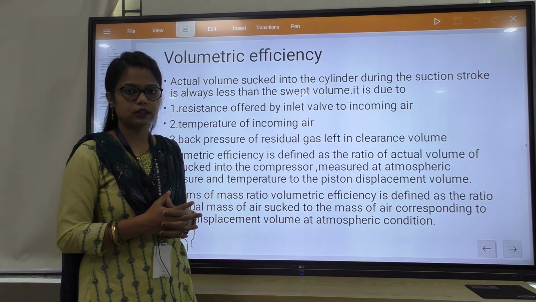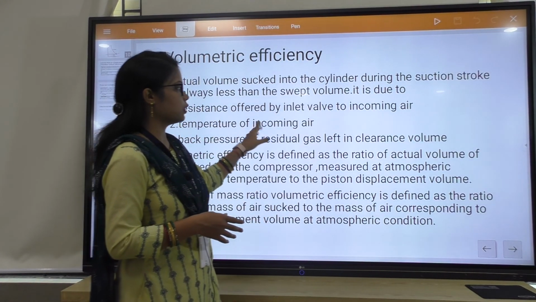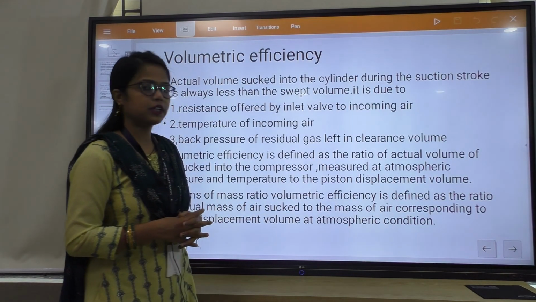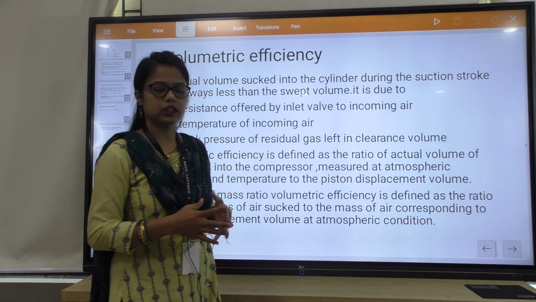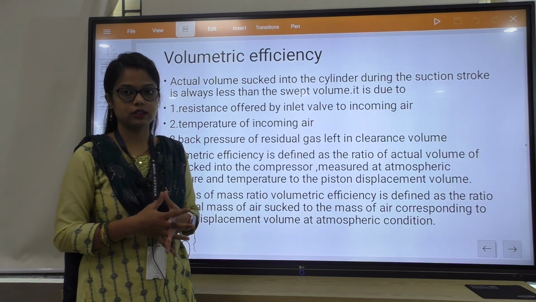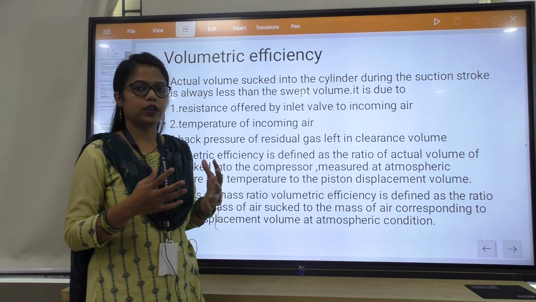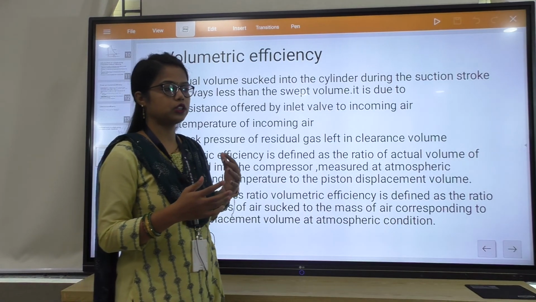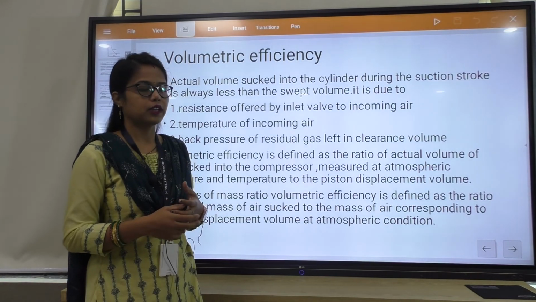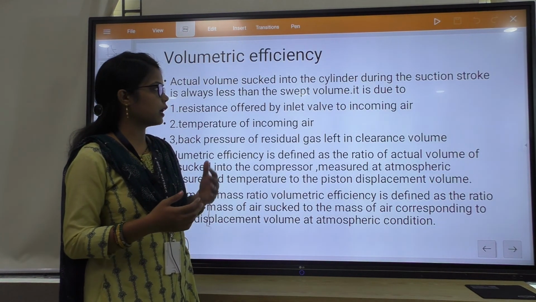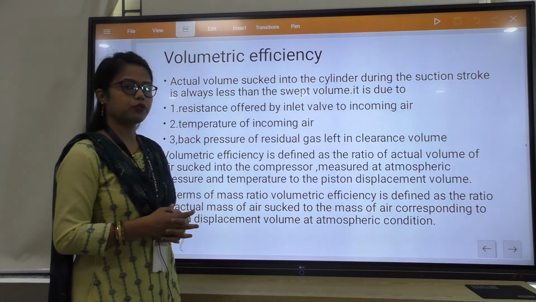There are several reasons. One is the resistance offered by the inlet valve to incoming air. When the air enters the cylinder through the inlet valve, resistance is sometimes provided by the inlet valve. That's why the amount of air which should actually enter the cylinder might not enter, and that amount is reduced. Clear? Another point is the temperature of incoming air.